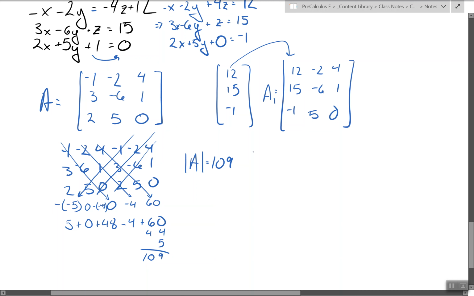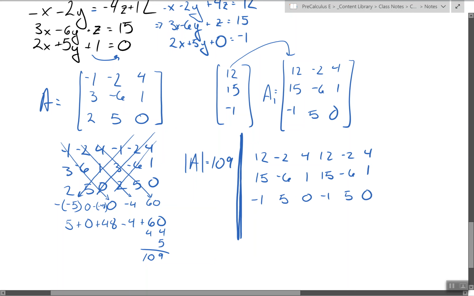Okay, so I'm going to write that copied next to itself. Kind of put a big divider here. So 12, negative 2, 4, 12, negative 2, 4. Space this one out a little bit so we don't get as crammed, especially with these bigger numbers. 1, 15, negative 6, 1, negative 1, 5, 0, negative 1, 5, 0.